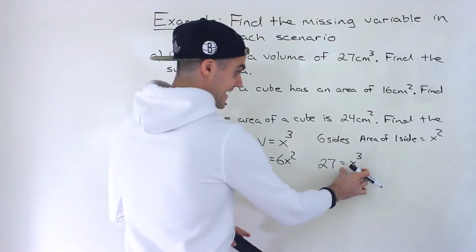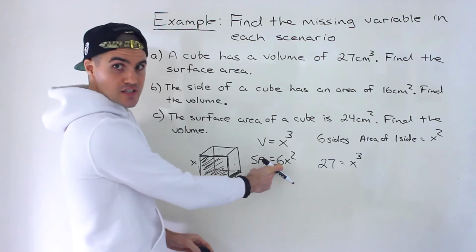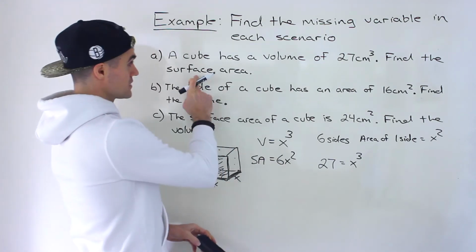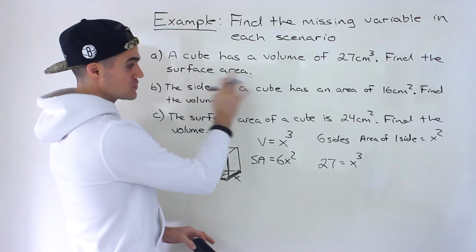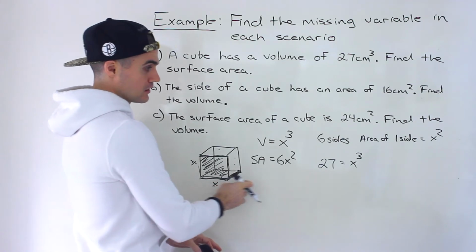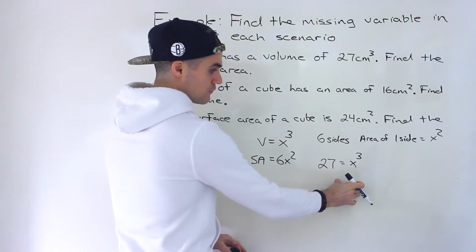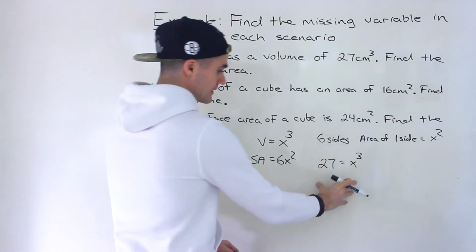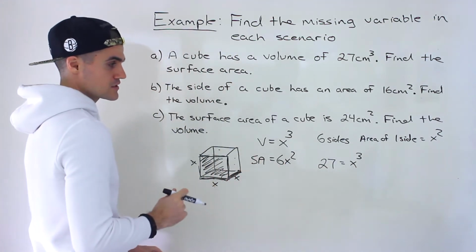And then once we get that x, we could plug it into the surface area formula to get the surface area. That's what they're asking for, right? If they were just asking for the length of the cube, then just getting the x would be enough, but we have to do 2 steps. We have to get the x, then plug it into the surface area.